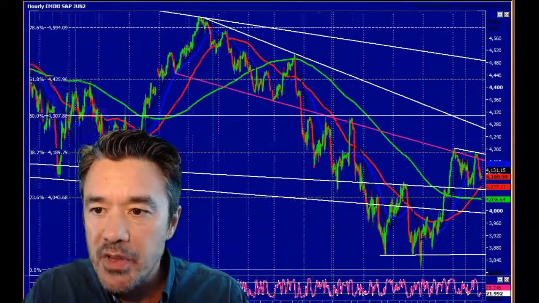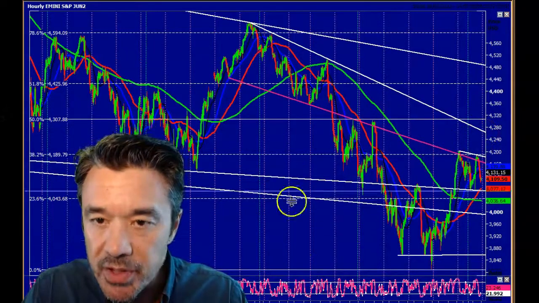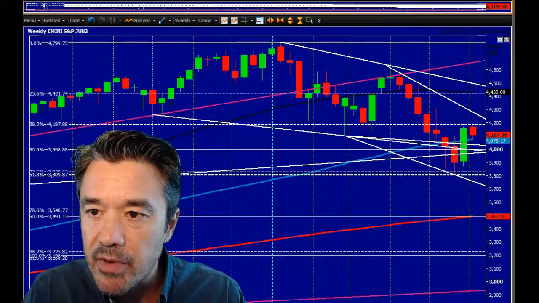But definitely 4,200 is a big level. Now, if we get up through there, we're looking at 4,240, probably 4,300. When you look at the daily chart, 4,300 looks like a reasonable target.